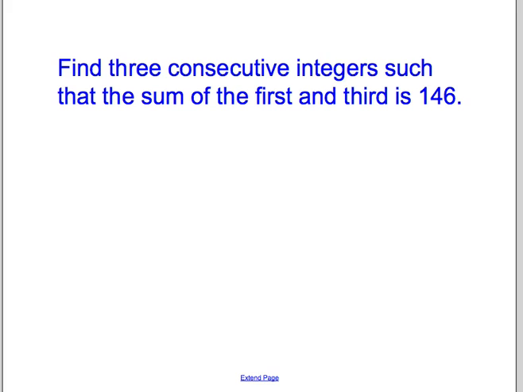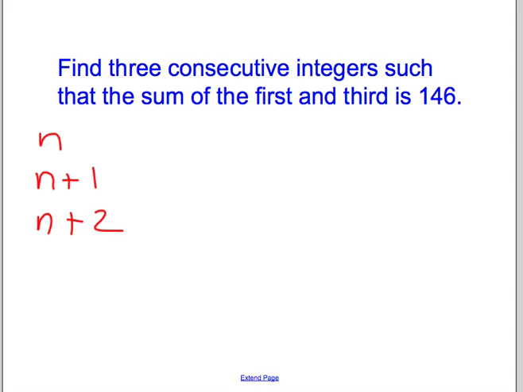What I want you to know and remember and use is the fact that if you're asked to find consecutive integers, you're going to use n plus 1, n plus 2, n plus 3, n plus 4, depending on how many they're asking for. Okay? This problem says find 3 consecutive integers. So the 3 consecutive integers are going to be n, n plus 1, and n plus 2. Those are representing our 3 integers. If it had said 4 consecutive integers, then I would throw on n plus 3 also.